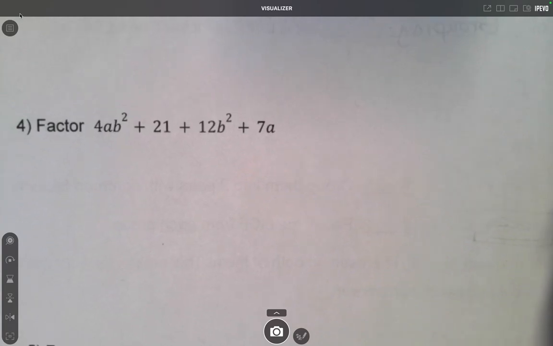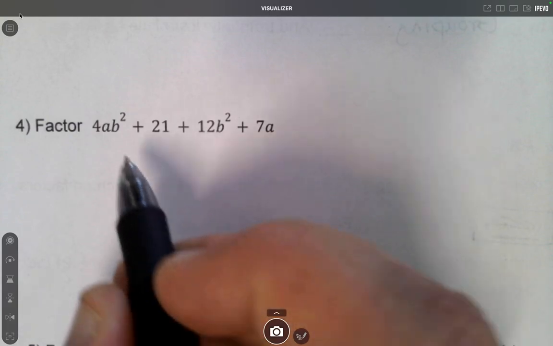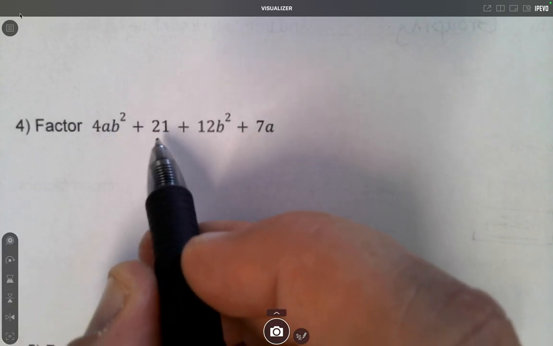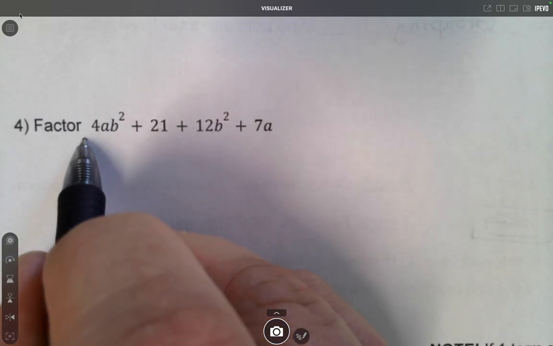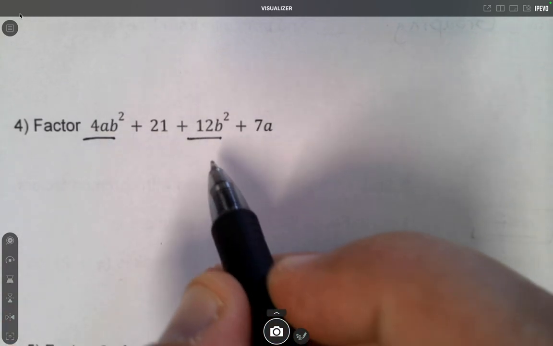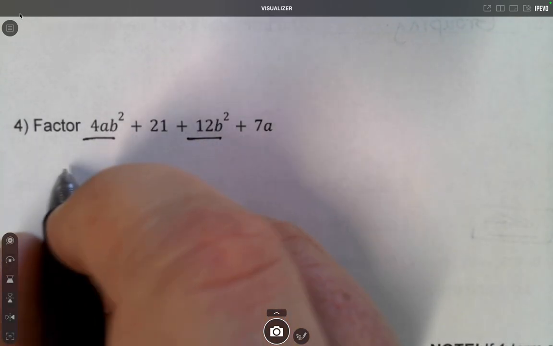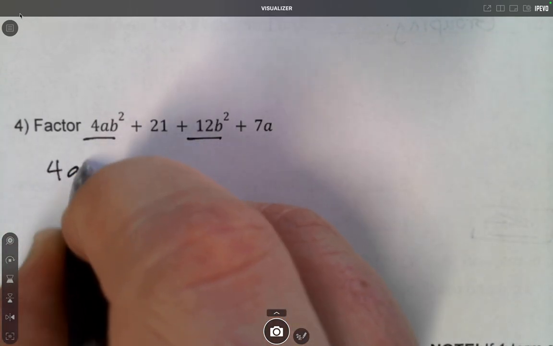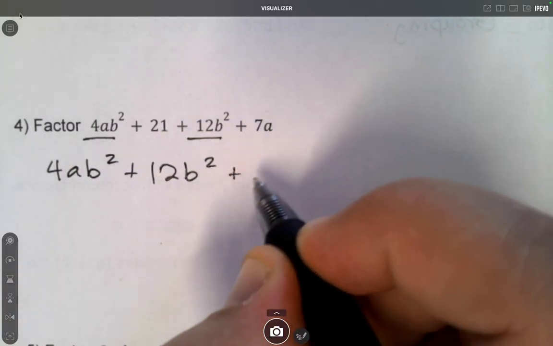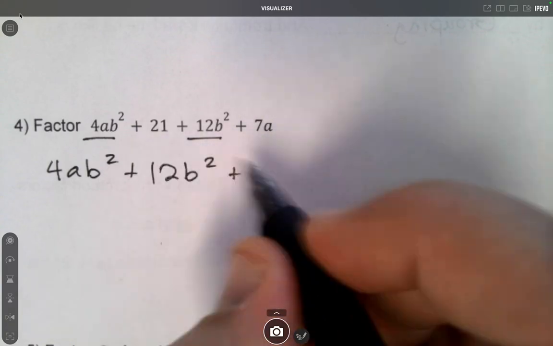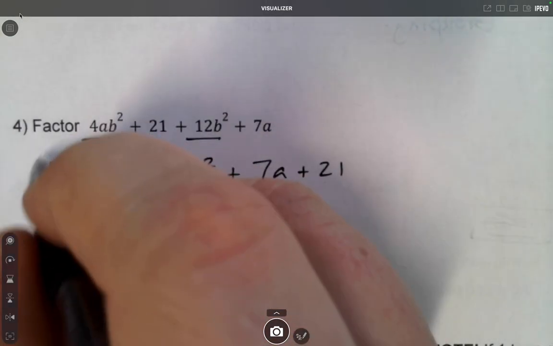Okay, now here we hit that issue again where if we look at the first two, they have nothing in common. Nothing goes into both 4 and 21. This has variables, this does not. So it looks like this would be paired better with this, because 4 and 12 have a common number, and b squared they also have in common. So let's put those two together. And again, this one has a variable, this one doesn't, so I'm going to put the variable one first. So now we can pair them.